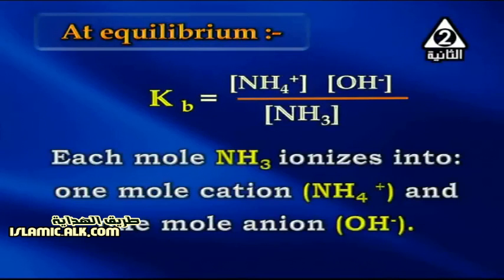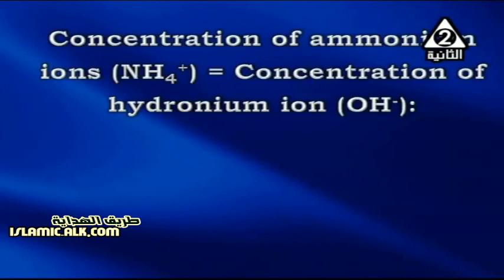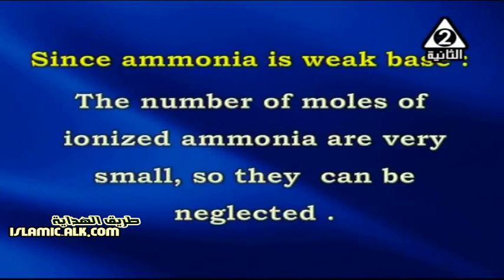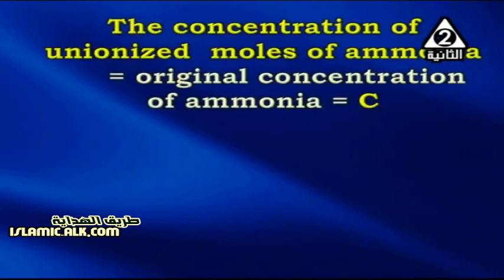My dear students, each mole of ammonia ionizes into 1 mole of ammonium ion cation and 1 mole of hydroxide ion anion. So the concentration of ammonium ion NH4 positive equals the concentration of hydroxide ion. So, as the equation proceeds on the screen, the equilibrium constant Kb equals concentration of hydroxide ion power 2 over the concentration of ammonia. Since ammonia is a weak base, the number of moles of ionized ammonia is very small, so it can be neglected. So we can say the concentration of unionized ammonia equals the original concentration of the ammonia, C.